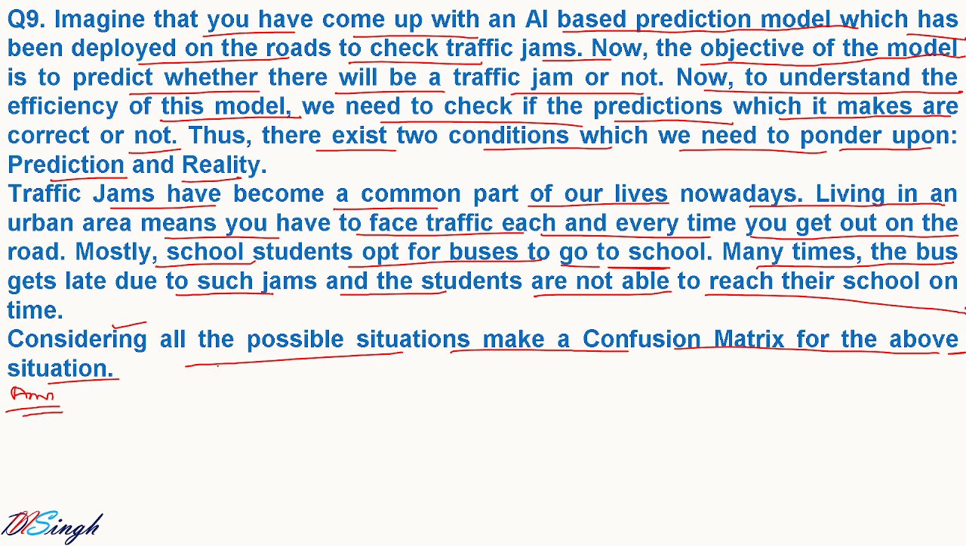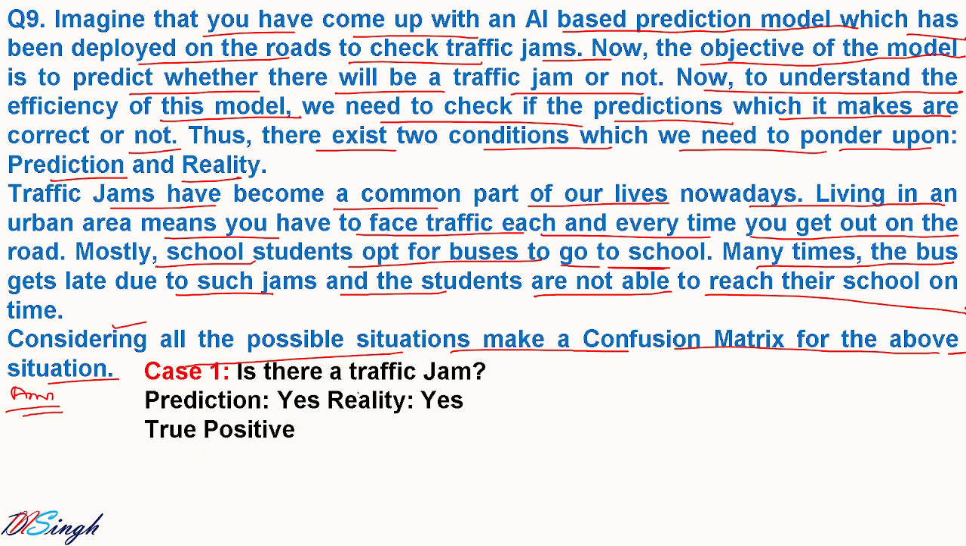What are the four possible cases? In case 1, there is a traffic jam. We will ask our AI model. Then it predicts yes. We check in reality. If it is yes, then it is a case of true positive. Both are same and the prediction is yes.